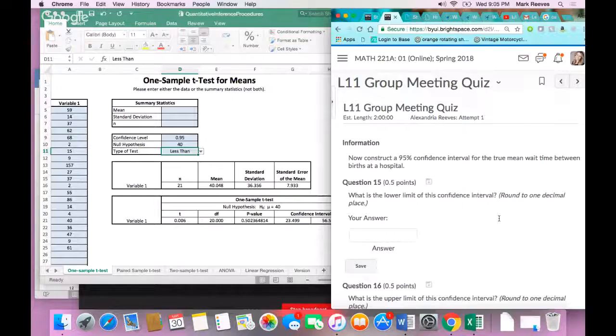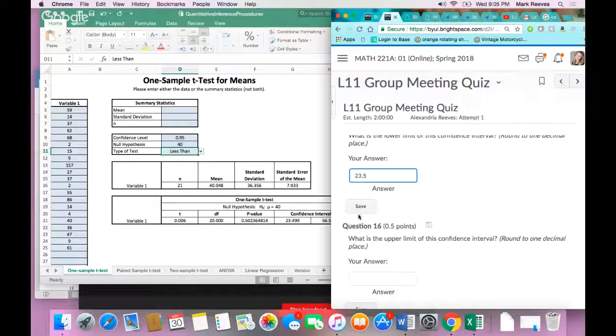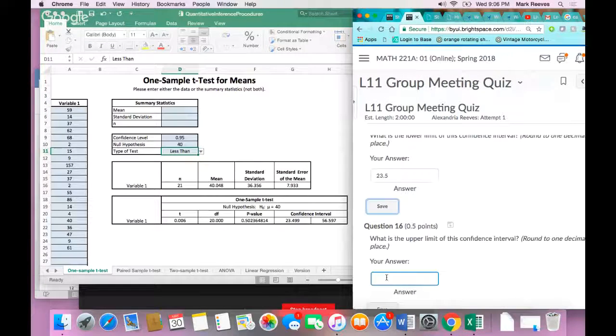Now it's asking us for the data that's in G21, the low limit of the confidence interval. Do we need to change anything? No, our confidence level is at 95. So I have 23.499, so it would be 23.5. Is that what you got? Yep. And then the upper limit is 56.597, so 56.6. Yep. Okay.